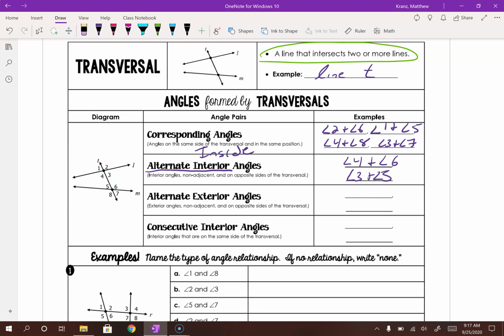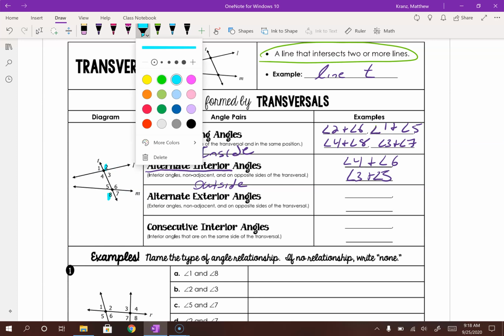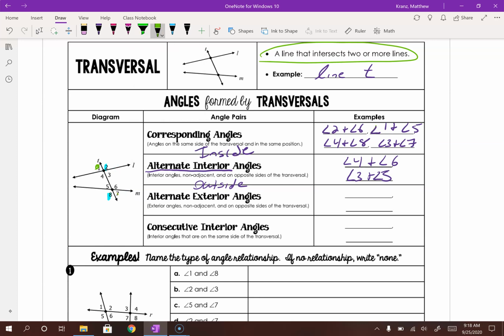All right, now alternate exterior. Well, alternate means the same, and if interior is inside, this just means outside. So let's look at the angles that are outside. Angles that are outside are right there. And alternate just means opposite sides of the transversal. So for example, 2 and 8 would be alternate exterior. 1 and 7 would be alternate exterior. So I have angle 1 and angle 7, angle 2 and angle 8.